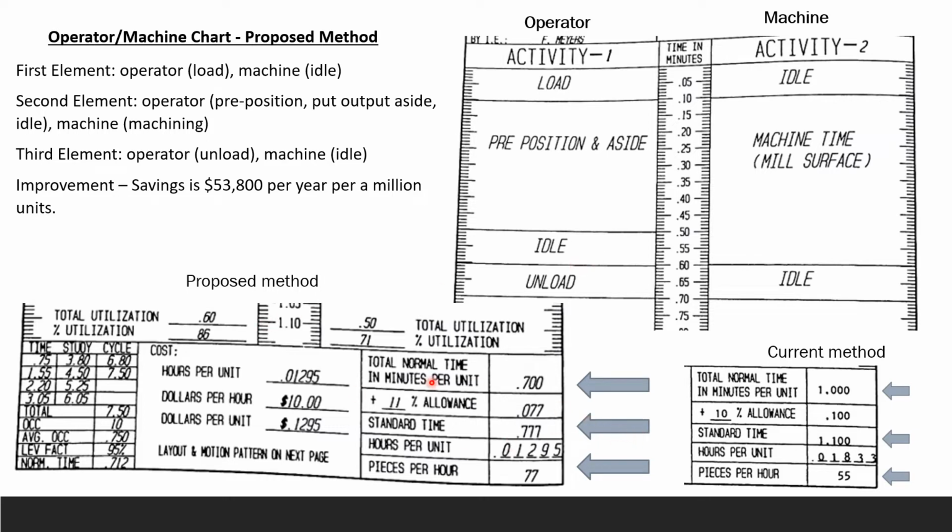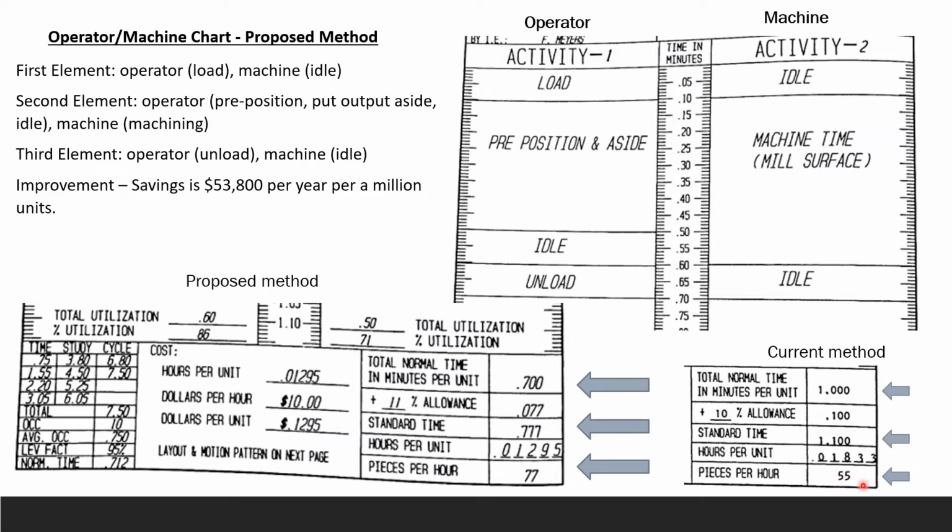When you take a look at the bottom part, we have the same thing, and here is your total normal time. That's 0.700. Your allowance time is 0.077, and your time standard or standard time, you add it up and you get 0.777. Your hours per unit is right there, and that's 0.01295. Okay, so your pieces per hour, 1 divided by this is going to give you 77.